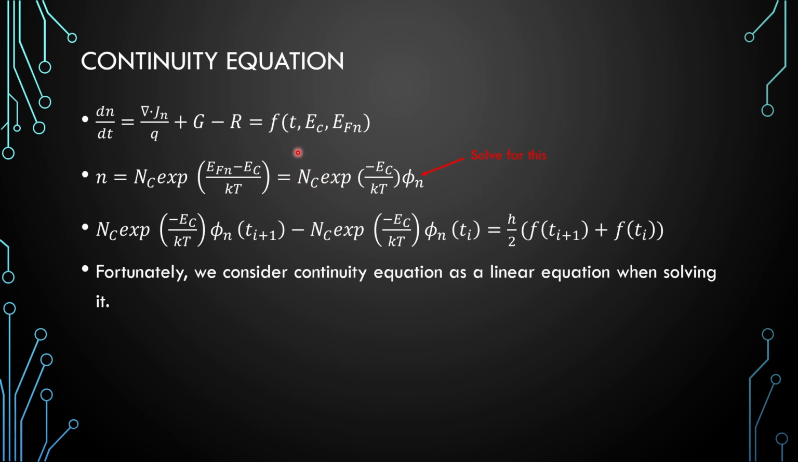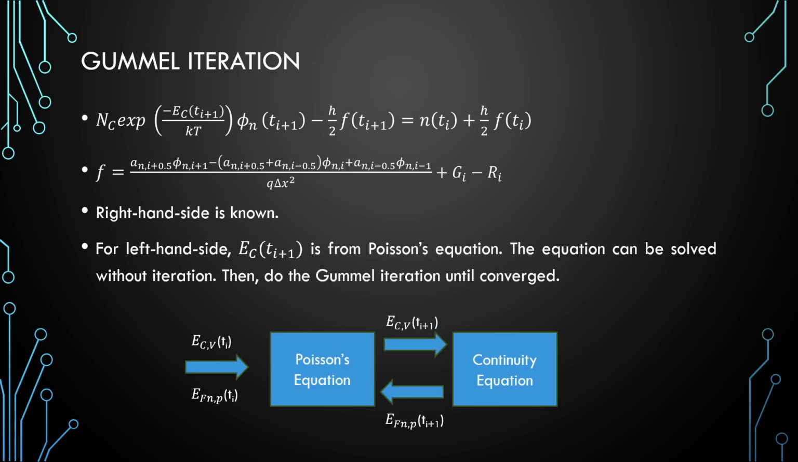And then I plug this into our continuity equation and do the trapezoidal approximation. Now we can get this new form of our continuity equation. And fortunately, when we are talking about the drift-diffusion equation, we usually consider it as a linear equation. So we can directly solve this equation without using any iterations. Now we got the finite difference form of this continuity equation in both the time domain and also in space.